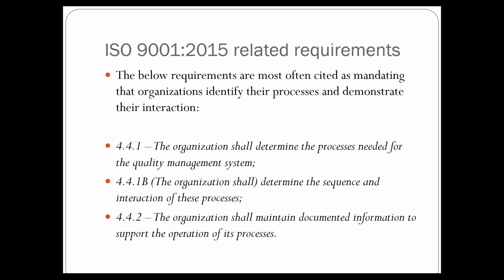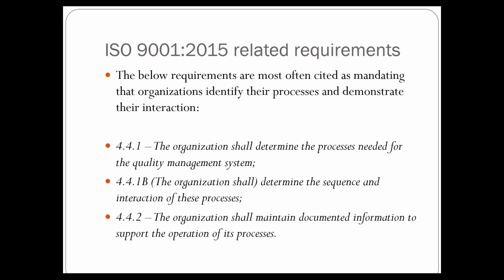So combined, these require the organization determine its processes as part of the quality management system. What processes make up the system? What are the necessary processes? Once the processes have been determined, the organization also has to determine their sequence and interaction, how they interrelate to each other to result in the services or activities or products part of the quality management system, the scope, how the processes relate together to complete that scope.